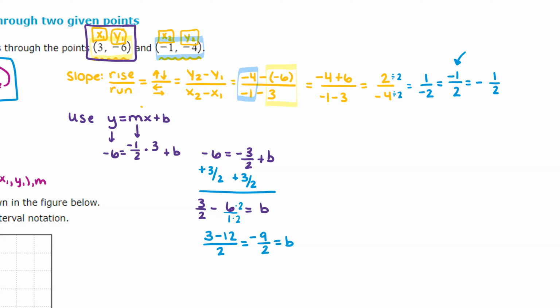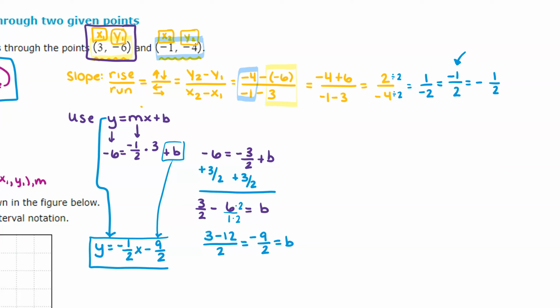So what this tells me is that y equals -1/2 x minus 9/2. So I just rewrote the b part here. Now this would have worked and we would have gotten the same blue answer had we used the other point, -1, -4, had we used both points in point slope form.